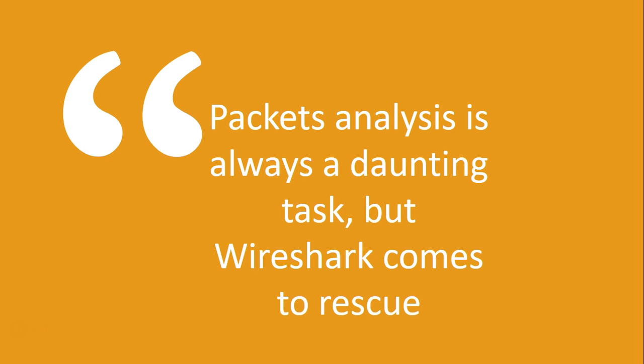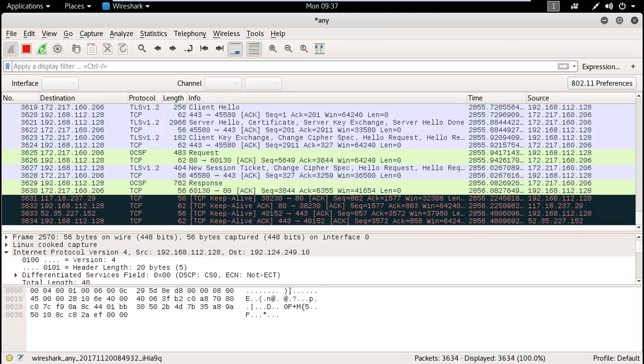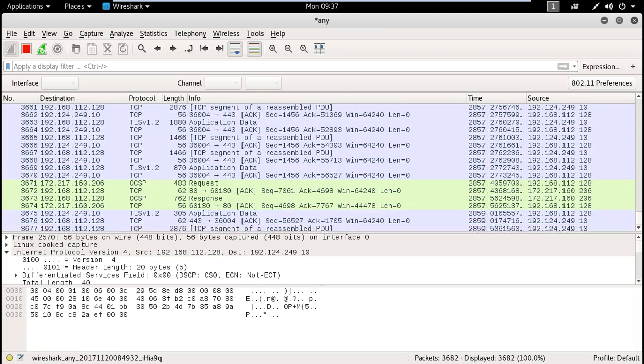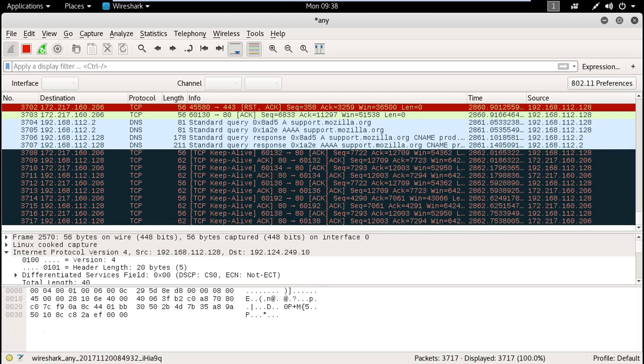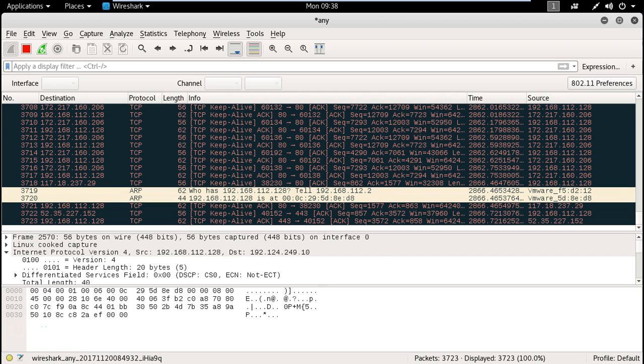Coming to the packet analysis. Packet analysis is always a daunting task, but Wireshark comes to the rescue. By using the various techniques and the filters available inside Wireshark, we can analyze the whole network, switched and wireless as well. Various telephony protocols are also supported by default.